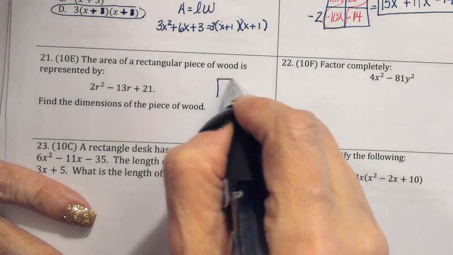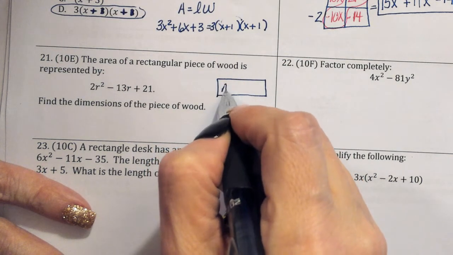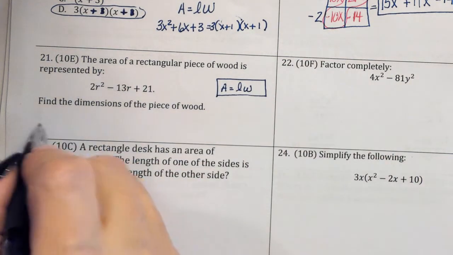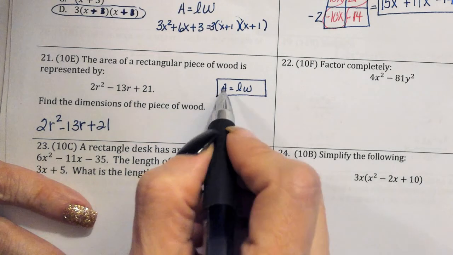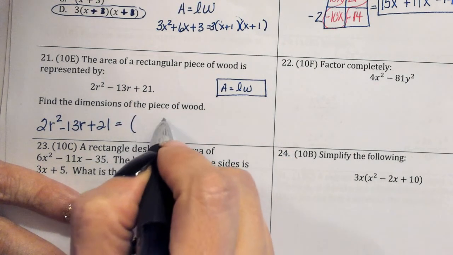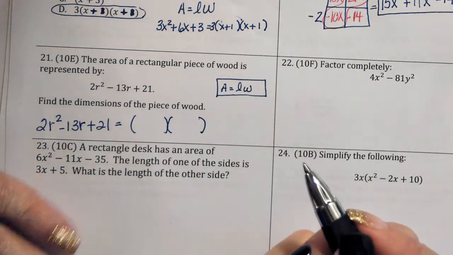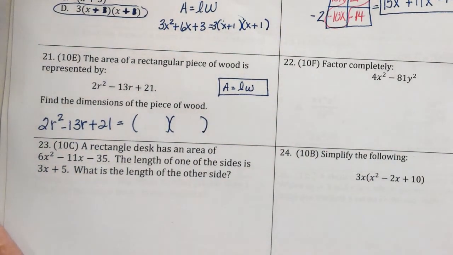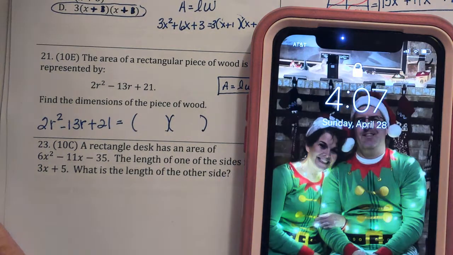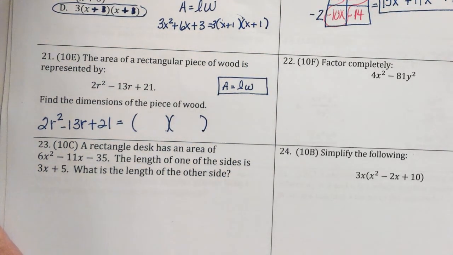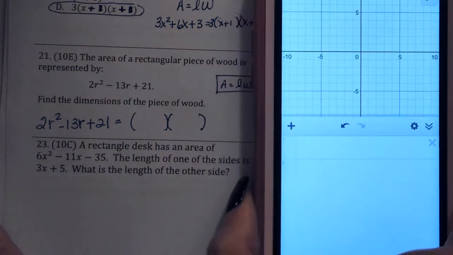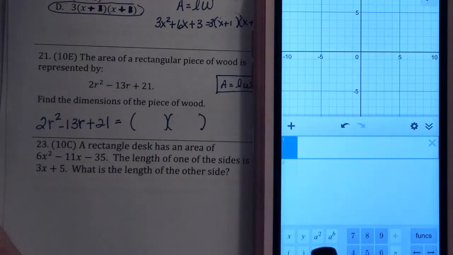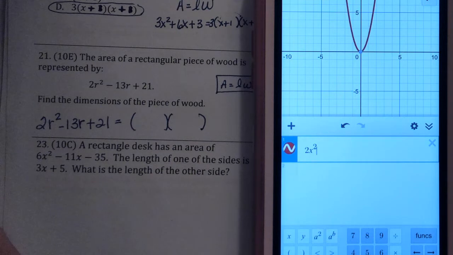Okay, so if I have a rectangular piece of wood, and I know that area is length times width, and I give you 2r squared minus 13r plus 21 as the area, and I want to know what is the length times the width, I'm just straight up factoring this, right? I didn't leave you a lot of room there. Probably should have left you some more room. All right, hold on. Here we go. Clear all this out. Okay, so I'm going to come up here and put that in. I'm going to say 2x squared minus 13x plus 21.